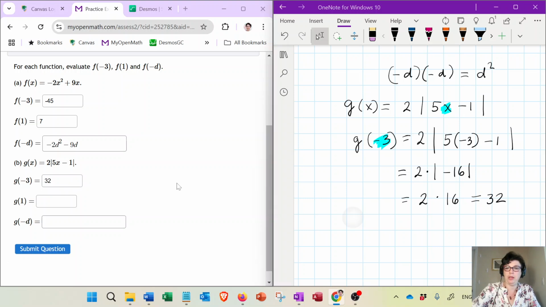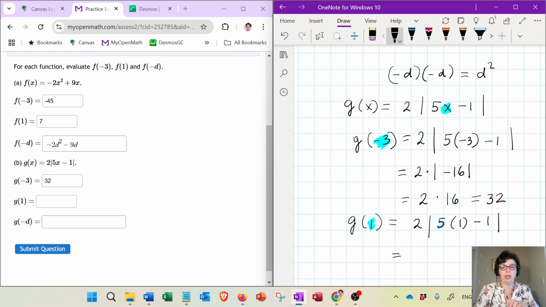The next one is going to be, I think, easier because it's not a negative number, but let's see, g of 1. So we're replacing x with 1, right? So we're replacing x with 1, and then we're going to get 5 multiplied by 1 minus 1, and then still absolute value. So you can compute the inside. That's just going to be 5 times 1, which is 5, minus 1 is 4. So 2 absolute value of 4. Again, the default operation is multiplication. Now, absolute value of a positive number doesn't change. The distance from 4 to 0 is still 4. So this will just be 2 times 4, and that's 8. Okay, so that's going to be 8.